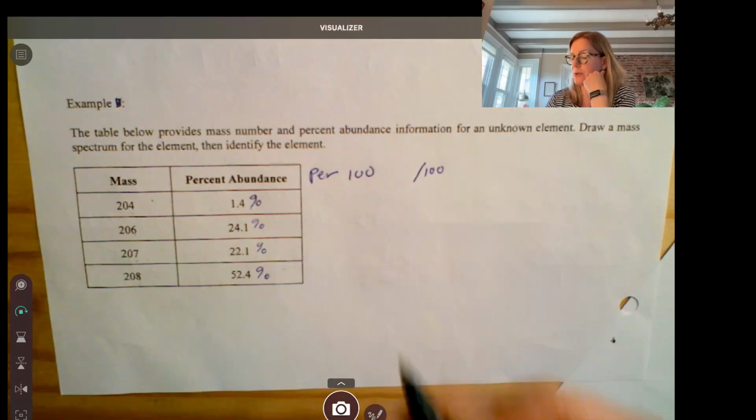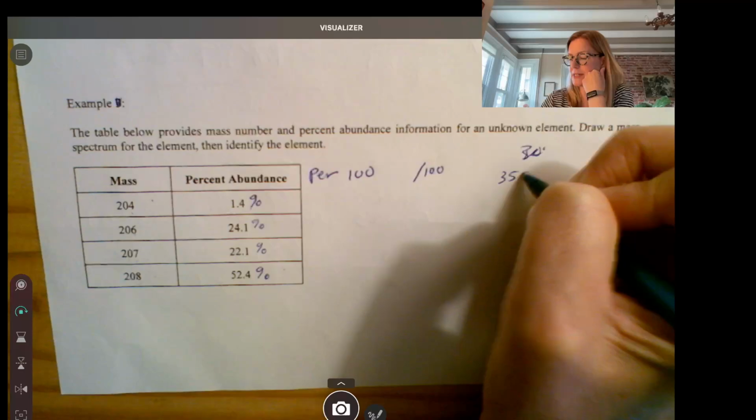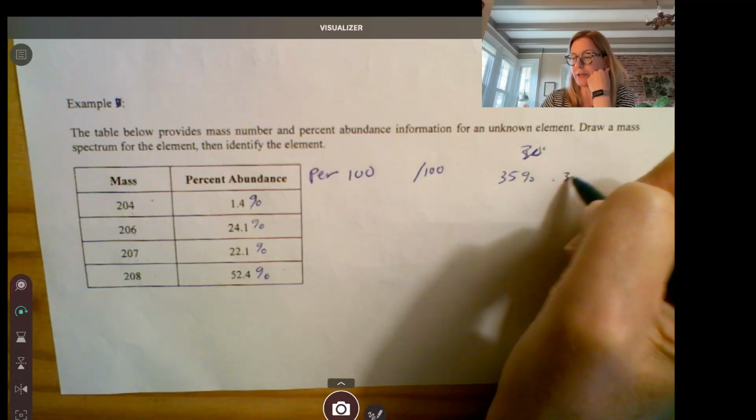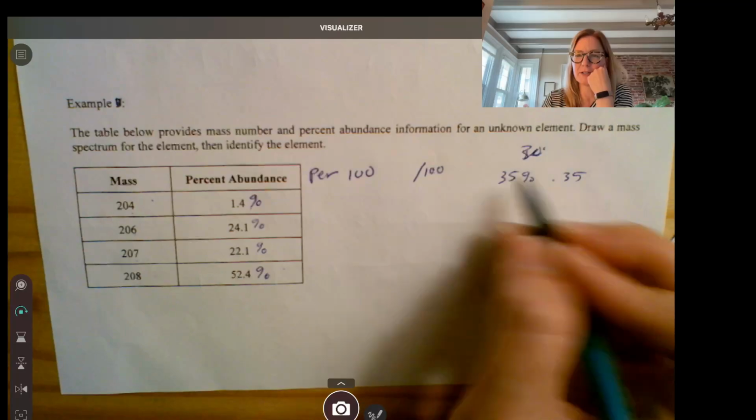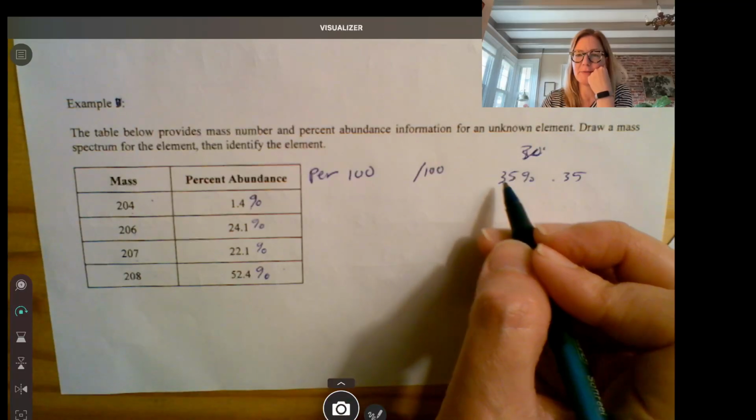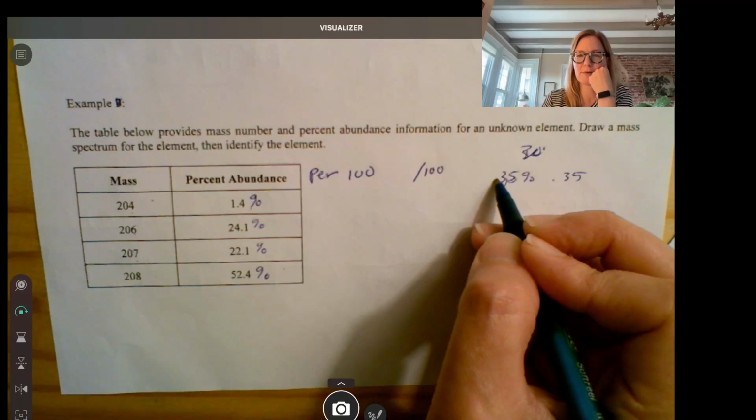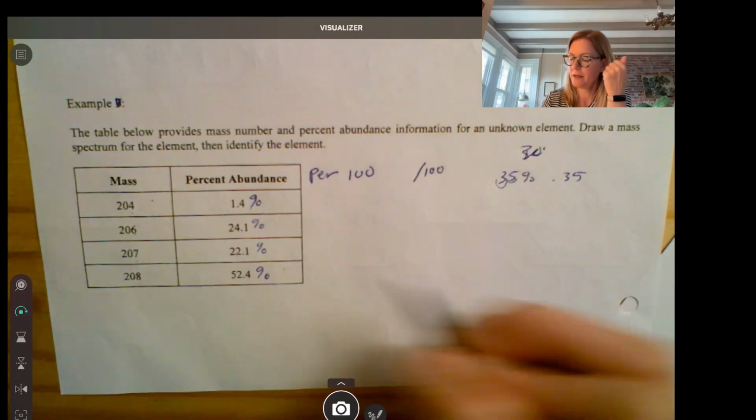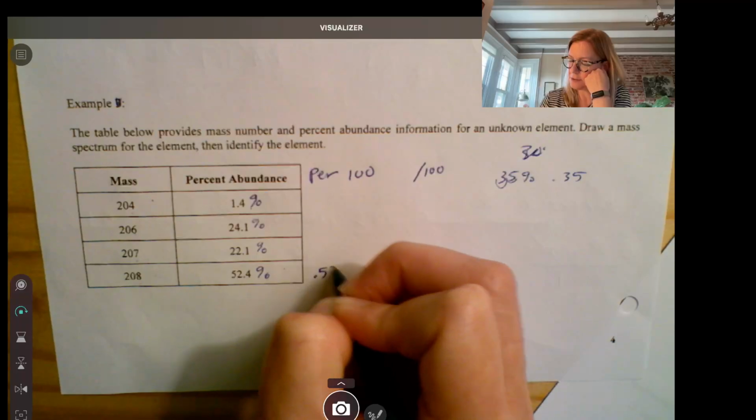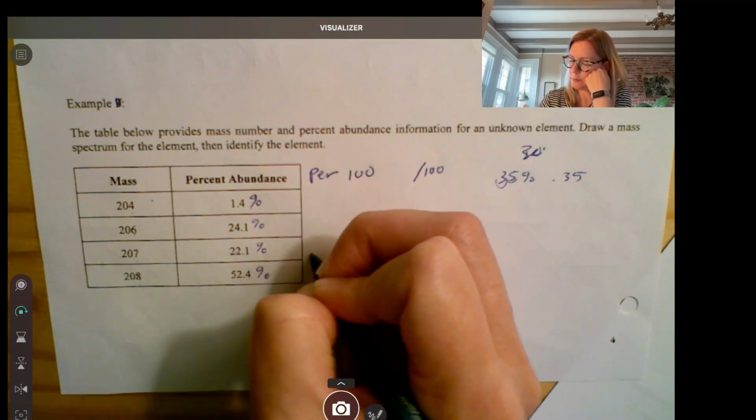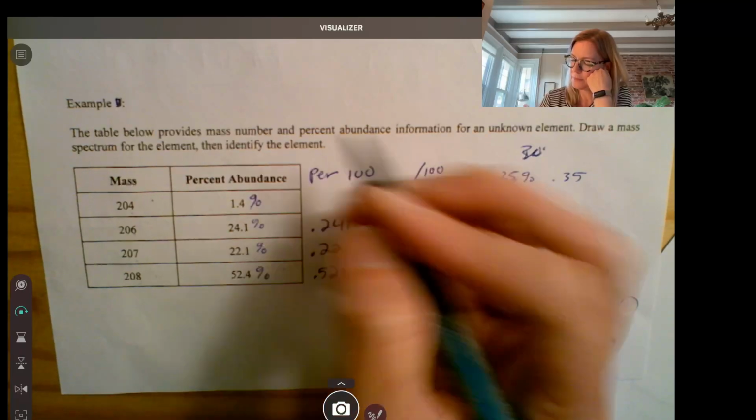So if you had something like 30%, or let's say 35%, as a decimal that would be 0.35. You've probably done that before in math class. So we're just dividing it by 100, or you could think of it as moving the decimal over this way twice. So 35 becomes 0.35. That means 52.4 would be 0.524. 22.1 would be 0.221. This would be 0.241.